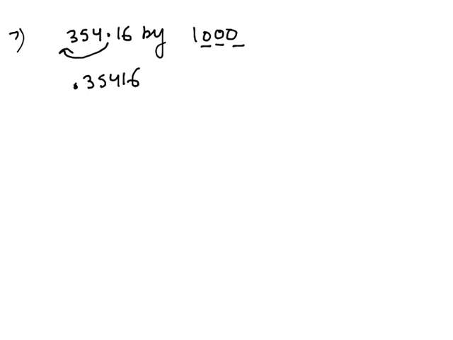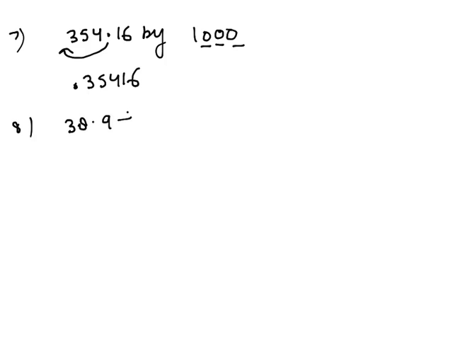Next, let's take some examples in which we are dividing by 1000. Here our first example is 354.16, and we are dividing it by 1000. In that case, how many zeros do we have? 3. So how many places do we have to shift the decimal point? 3 places. So when we shift it towards left, what we'll get? 0.35416.